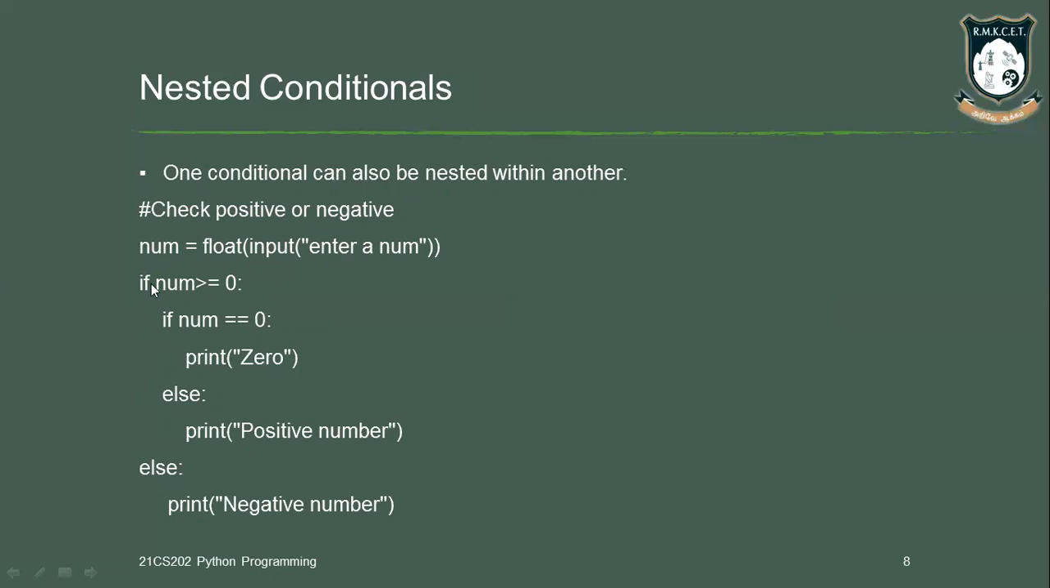Then I'm checking if number is greater than or equal to 0. And then again, inside an if statement, if number is equal to 0, then print 0. Else, print positive number, or else print negative number. So here, I'm using an if condition inside an if. It is nothing but a nested condition.